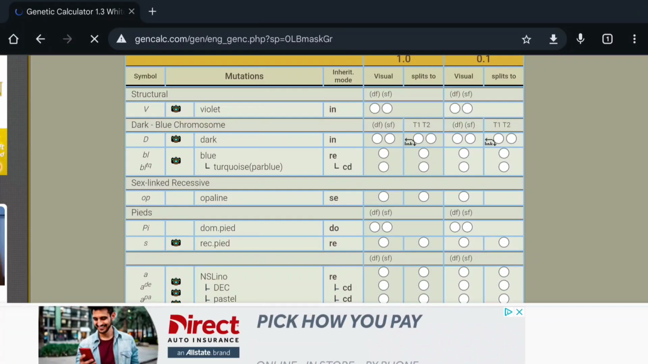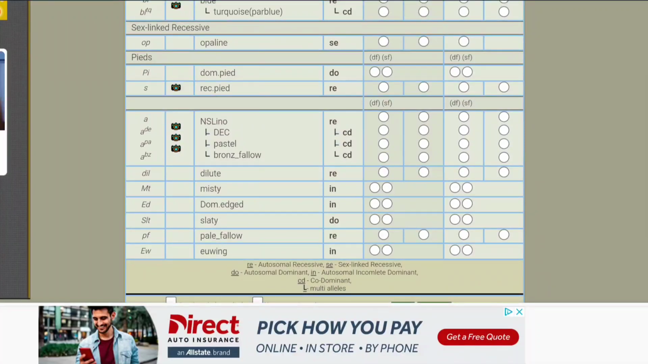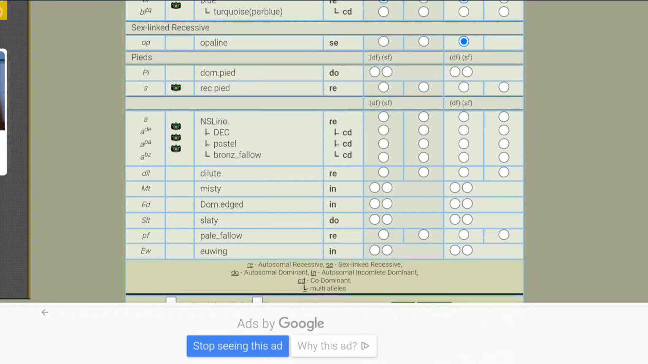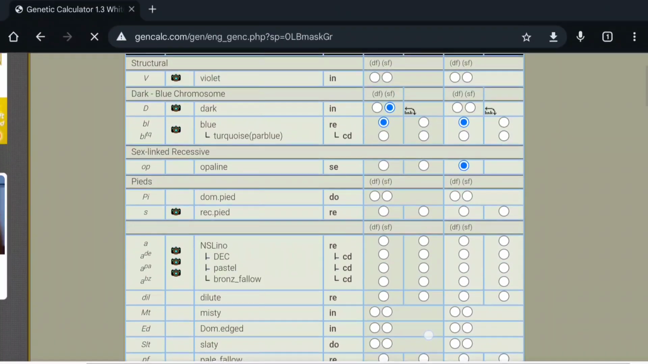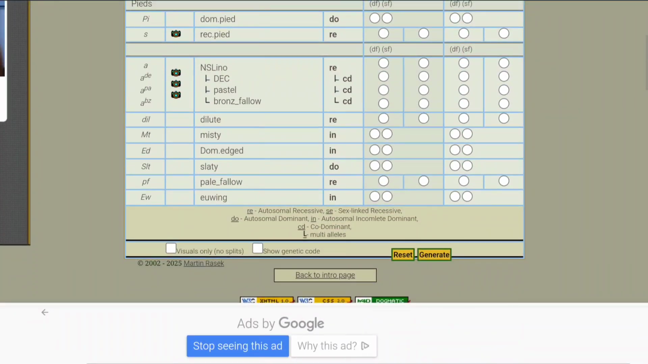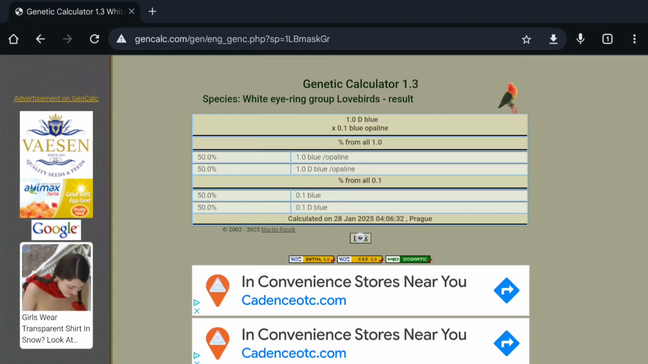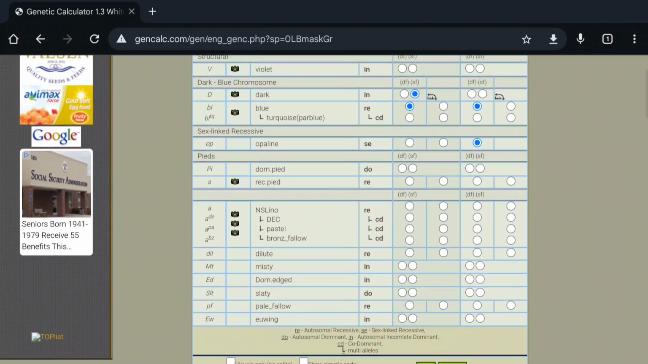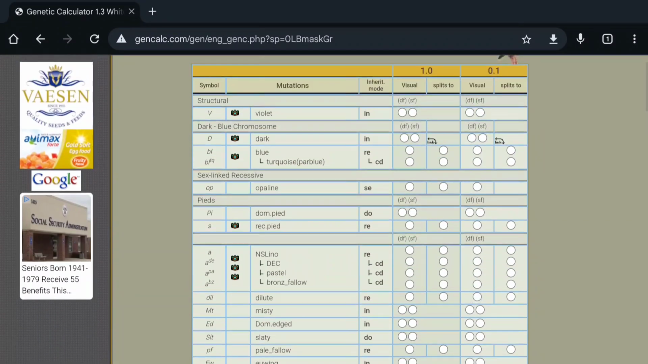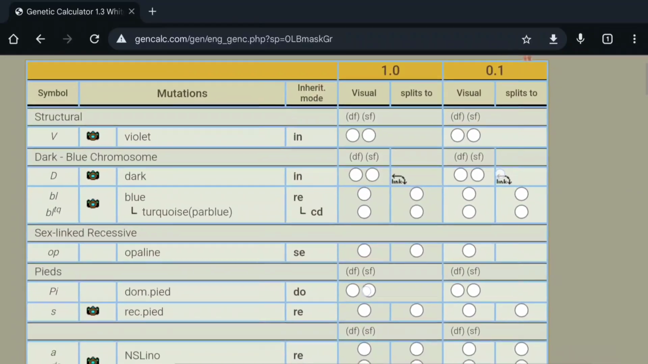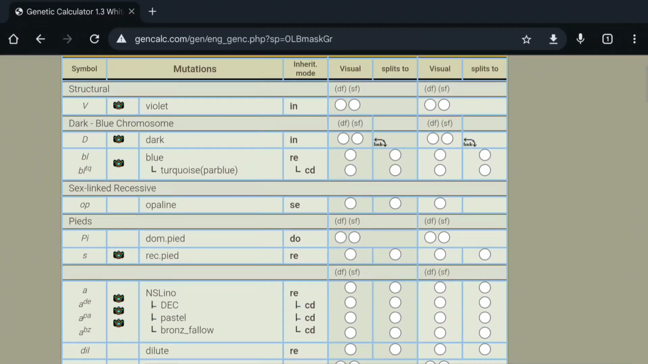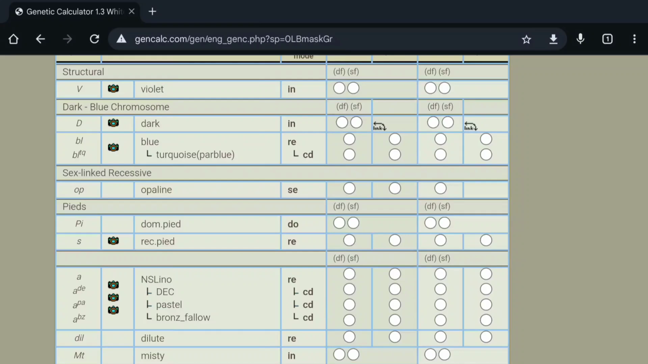Let's do our last cross, and we will be good with this for today's video. So let me reset it. Now let us see how to select, or now let us do a crossing for Lutino with an albino.